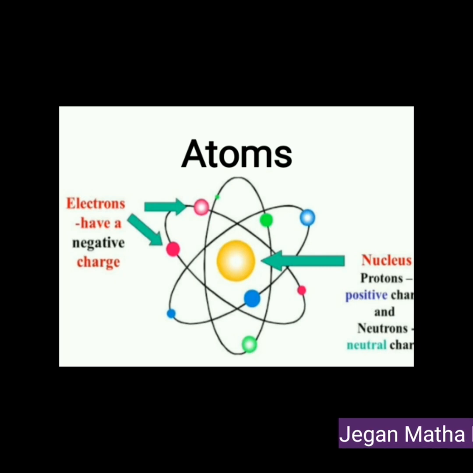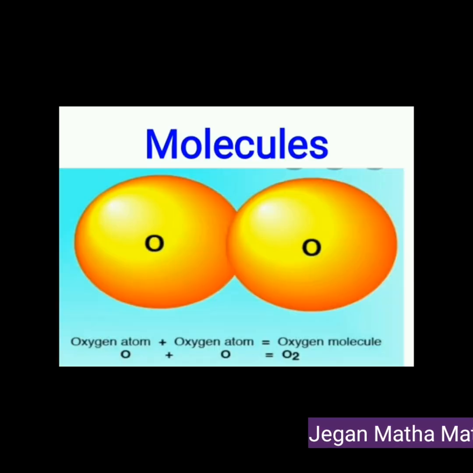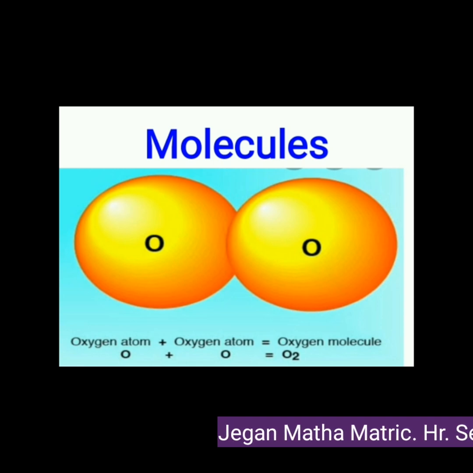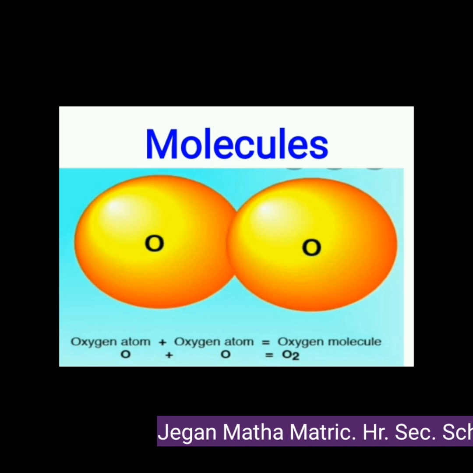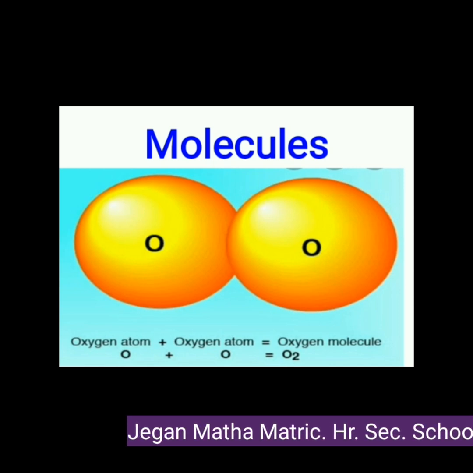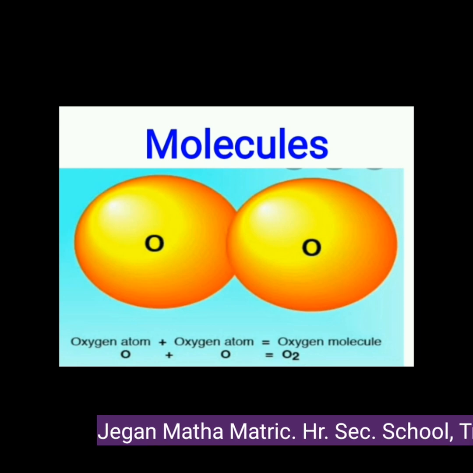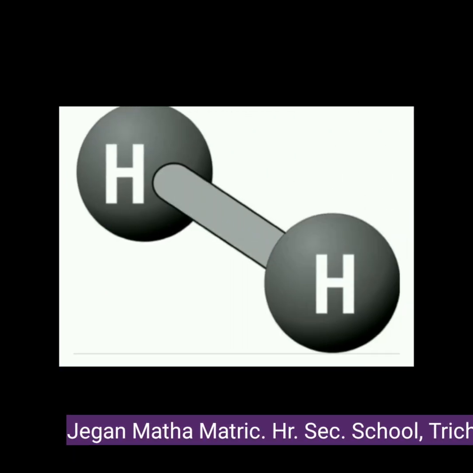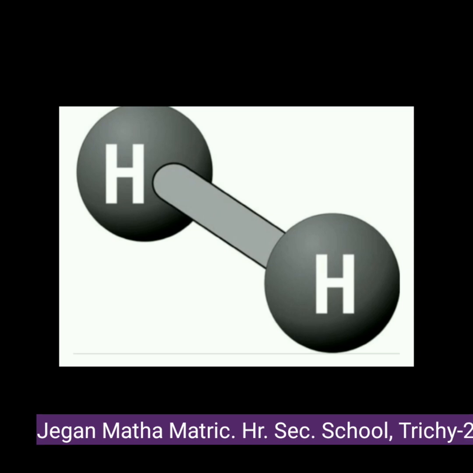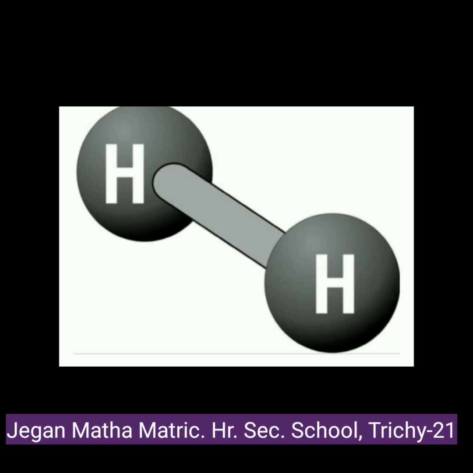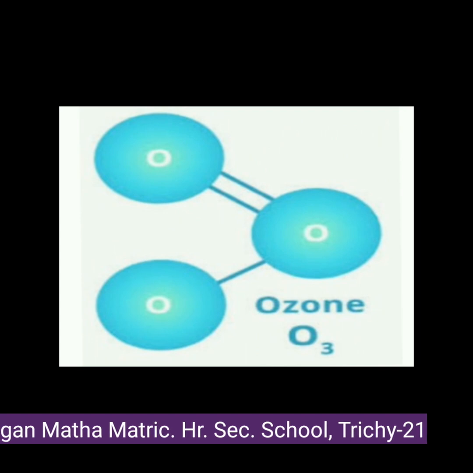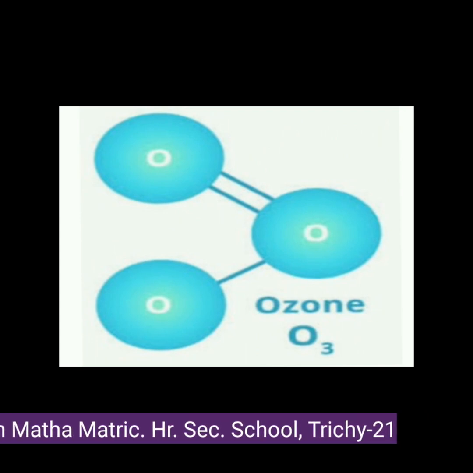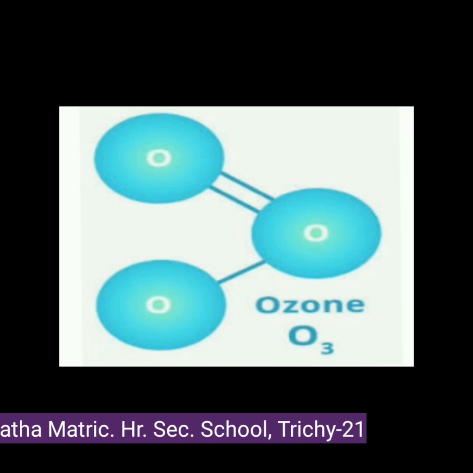Next we will move to molecules. A molecule is made up of two or more atoms chemically combined. For example, oxygen. Oxygen molecules consist of two atoms of oxygen, O2. Hydrogen molecules consist of two atoms of hydrogen, H2. Ozone is a substance that is made up of three oxygen atoms chemically combined.